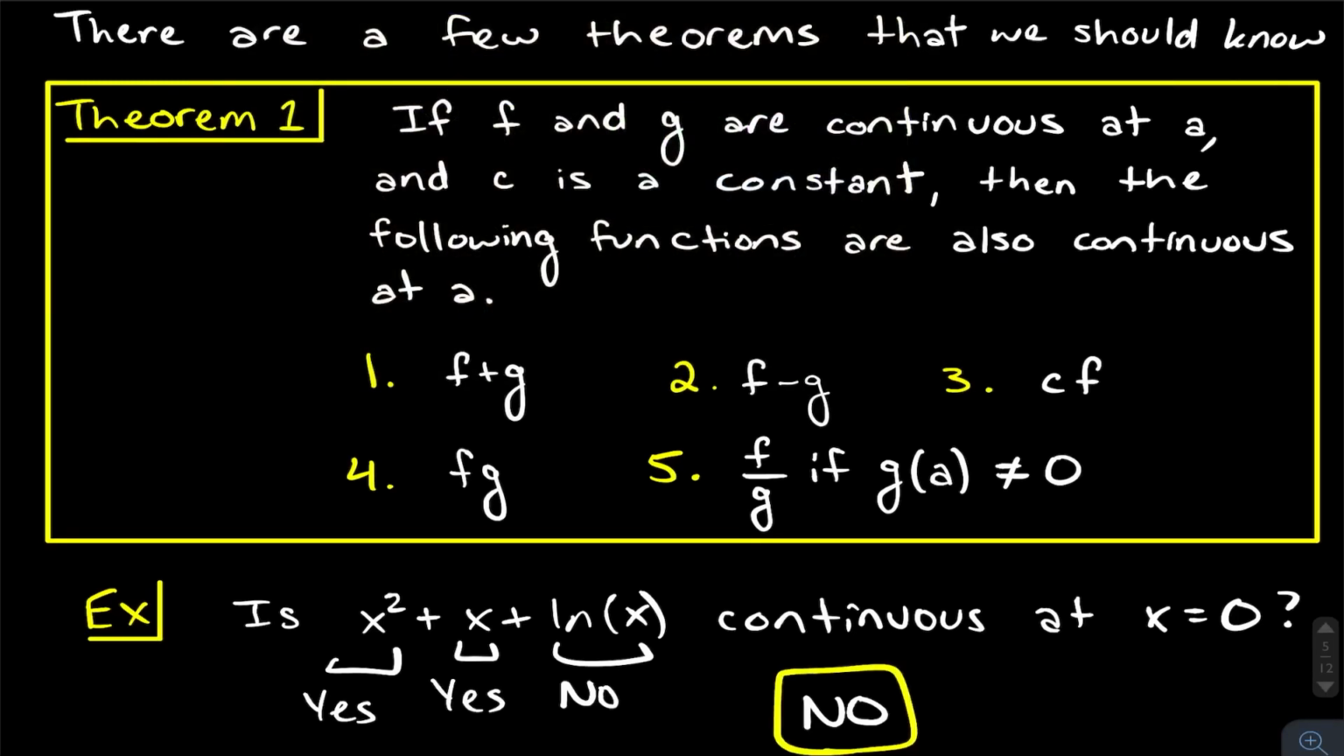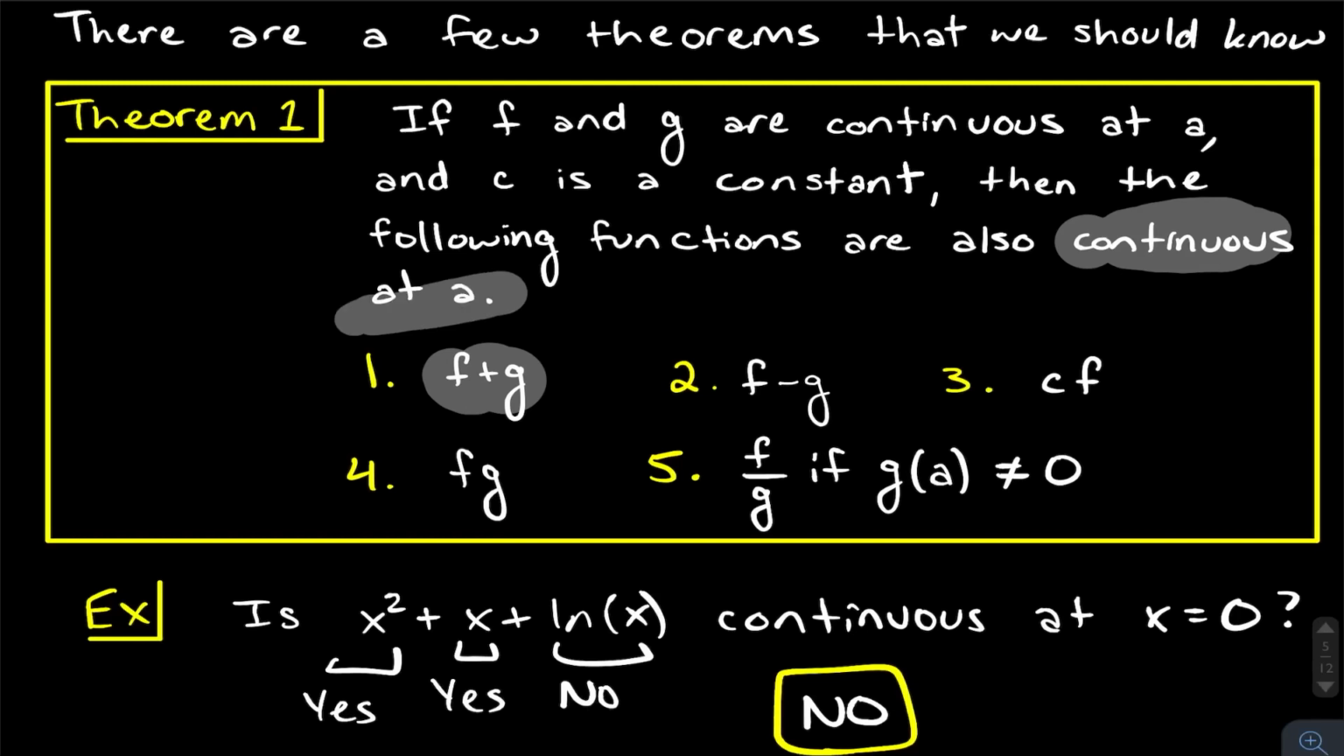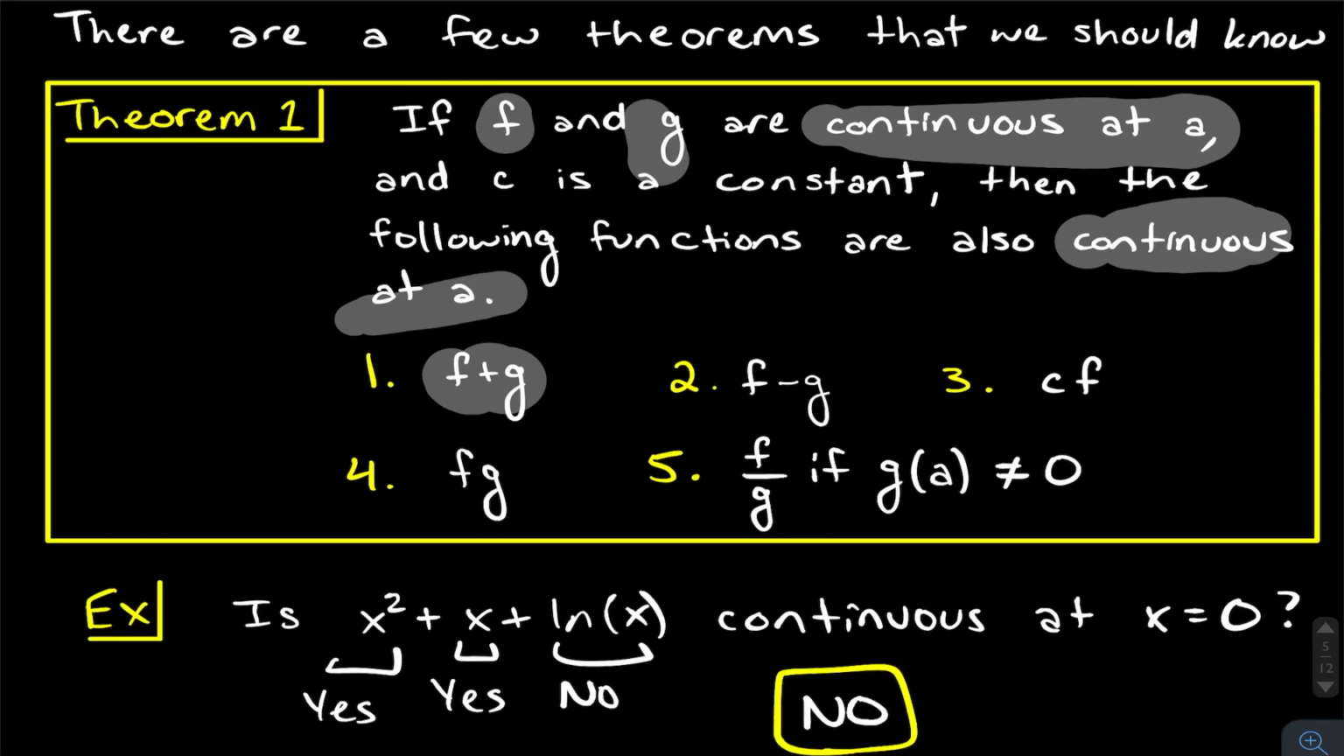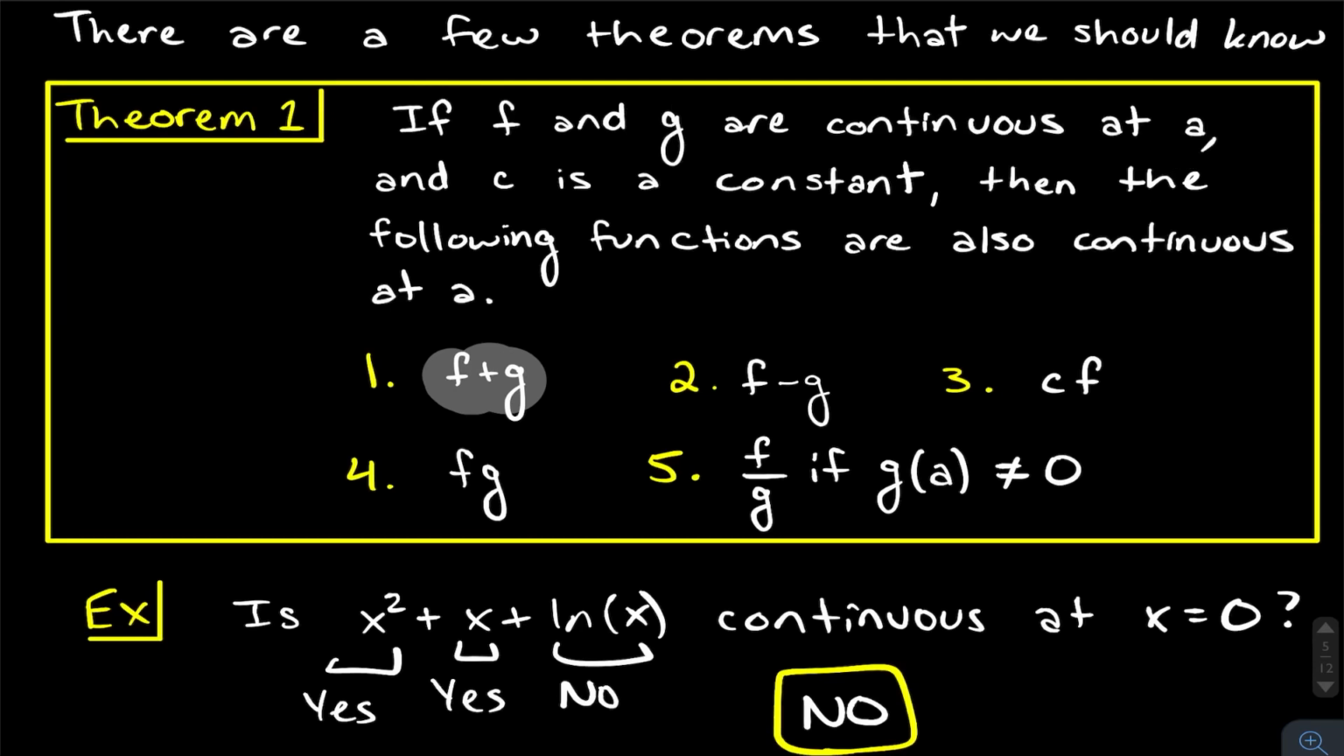Okay, and remember what part of the theorem we were drawing from? The first piece. We were saying, for f plus g to be continuous at a, f and g both need to be continuous separately. So that means that x squared, x, and natural log of x all need to be continuous separately at x equals 0 for their sum to be continuous at x equals 0. Hopefully that's not too confusing.